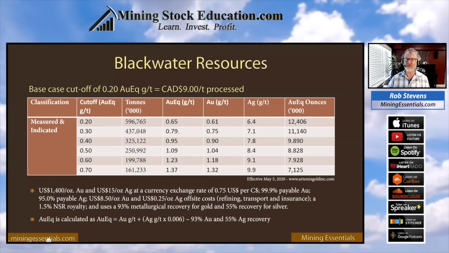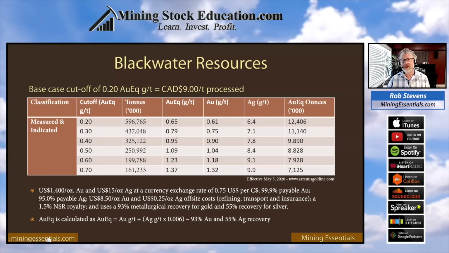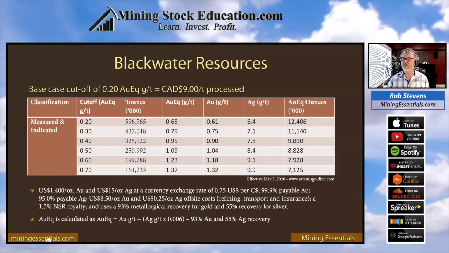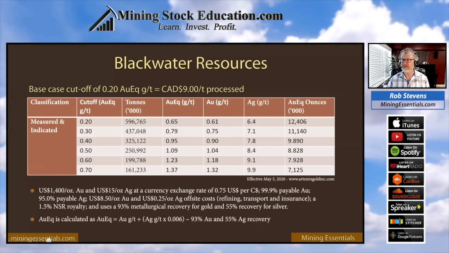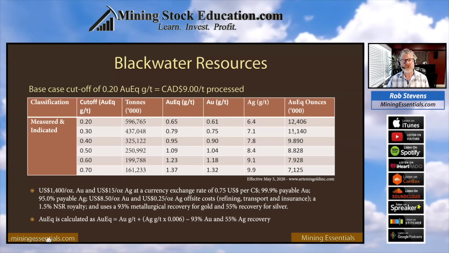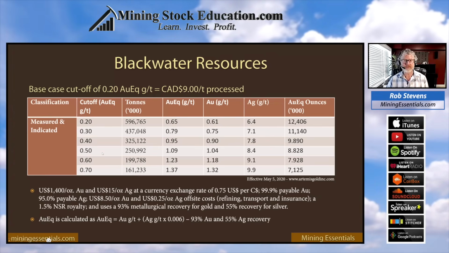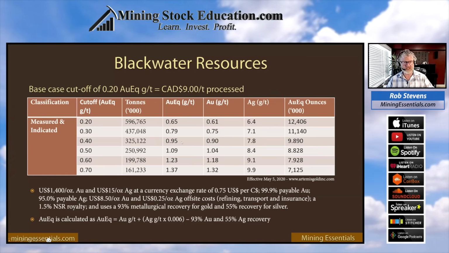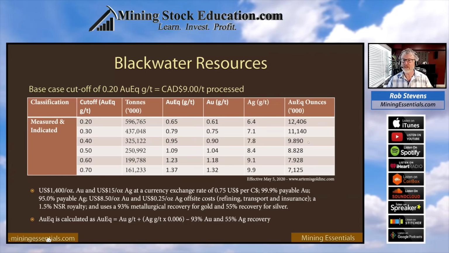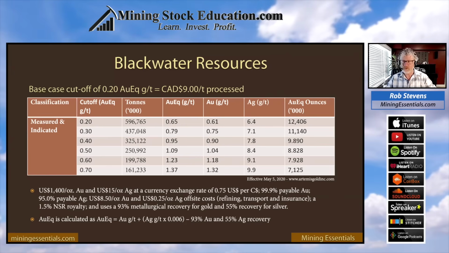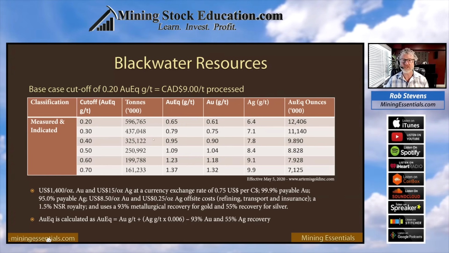What does that do? Let's look at the gold equivalent grade. It takes it to 0.79 from 0.65. And if we look at the total gold equivalent ounces, it takes it from basically 12 million ounces down to 11.1 million ounces. So you will see that as your cutoff grade goes up, the gold grade goes up because you're removing some of the lower grade material, but the total contained ounces go down because you are cutting off some lower grade material, which means you're producing fewer ounces.